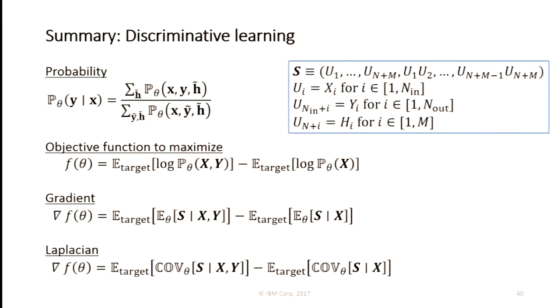And because of that, we get this simple expression that is similar to what we've seen in the generative learning, but it looks like this. So again, the gradient has two parts, and this looks like this using our new notation S. And the Laplacian still has this expression as covariance minus covariance. So in general, it is not a concave objective function.